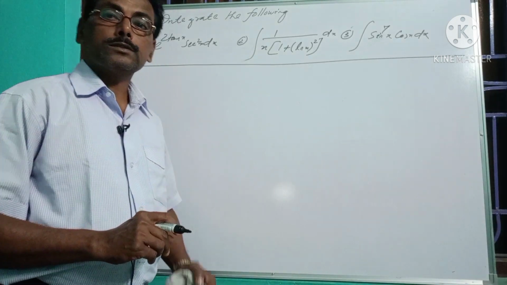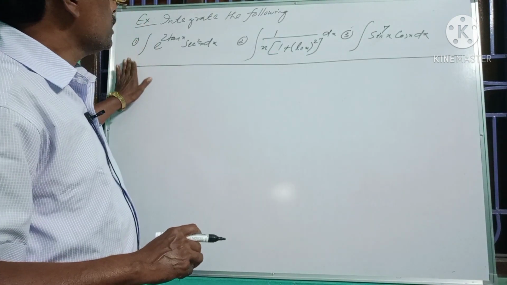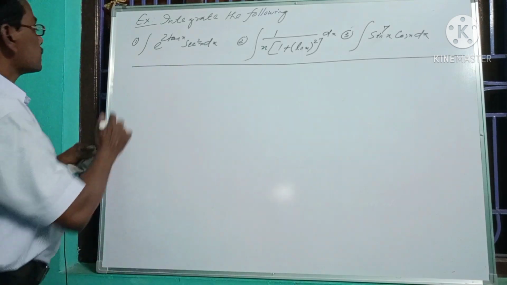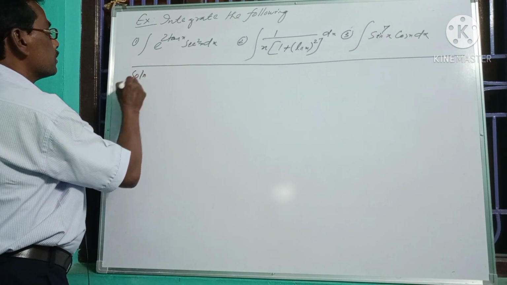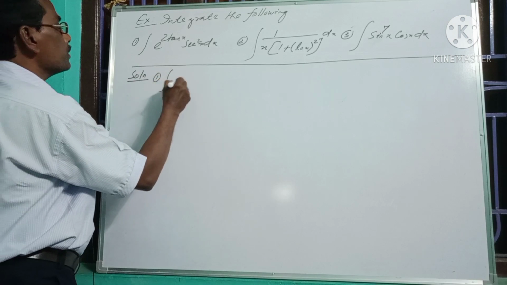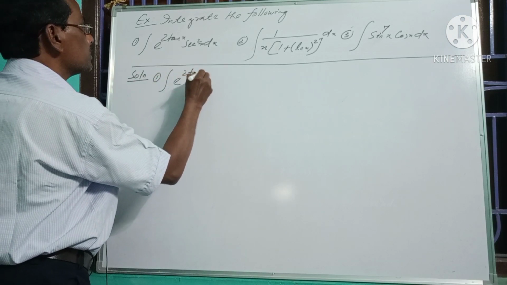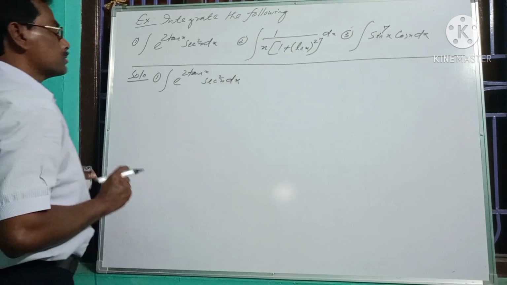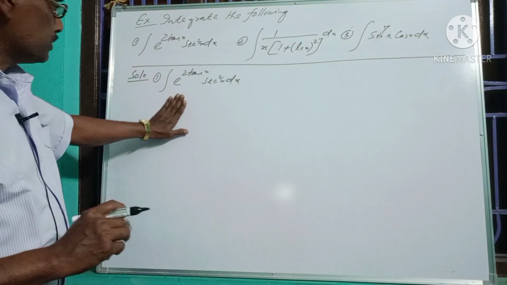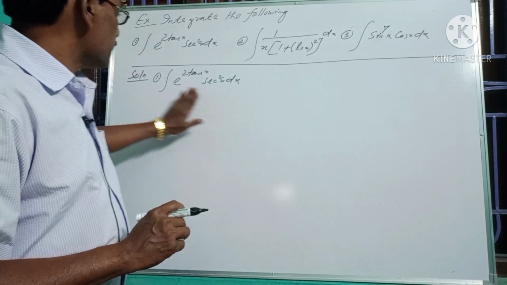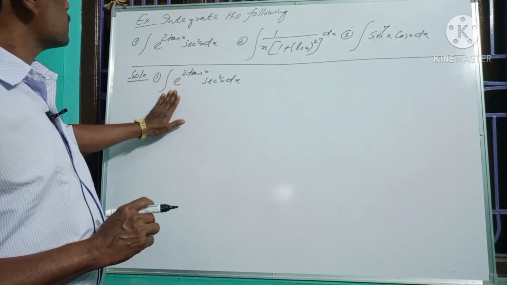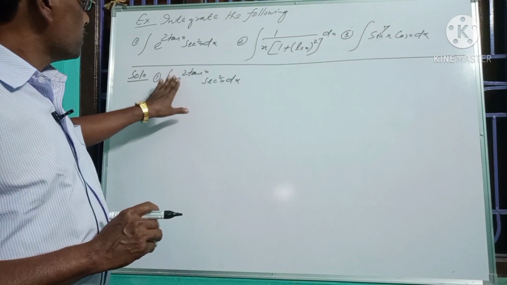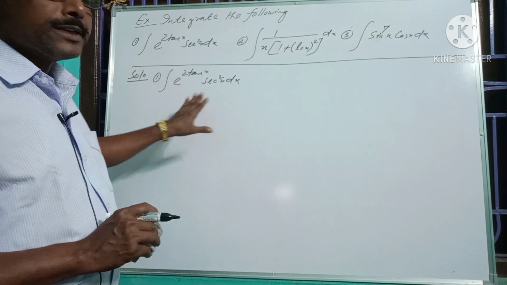Then let us try to solve the following three integrands. Let us consider the first integrand, that is the integration of e to the power 2 tan x into sec square x with respect to x. Now let us carefully see the problem. Here the integrand contains an exponential function along with trigonometric functions, and the exponential function is a composite function of exponential and trigonometric functions.